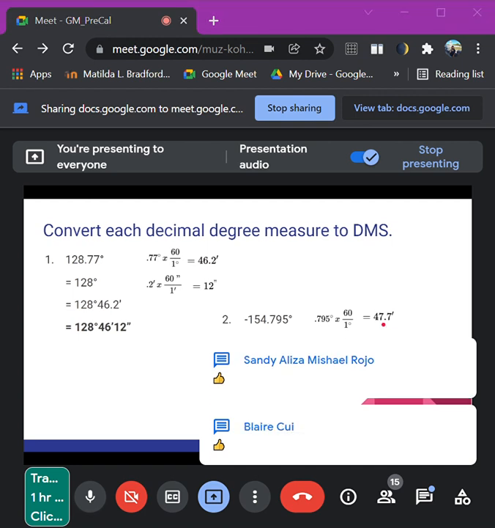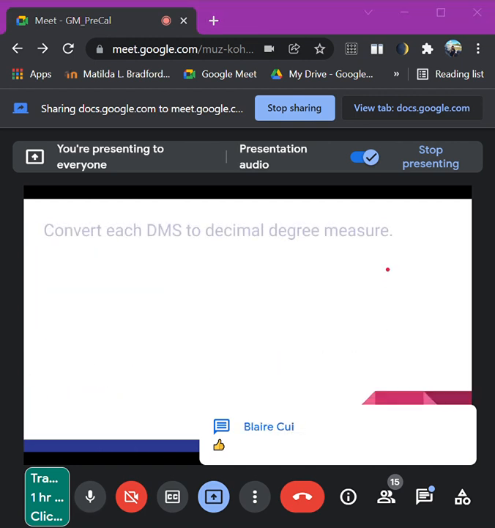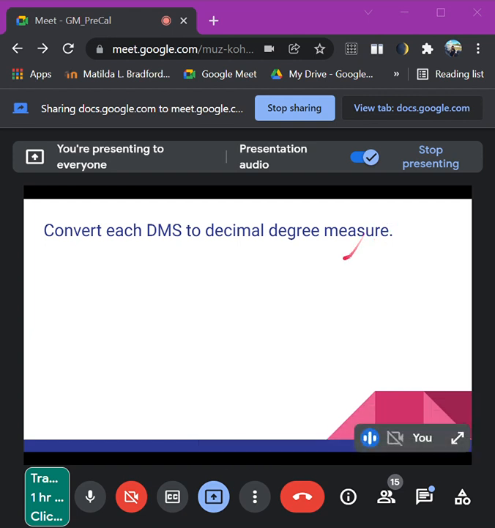Okay. Now, this time we will do the reverse. We're going to convert each DMS to decimal degree measure. Things to remember if we're going to convert each DMS to decimal degree: 1 degree is equivalent to 60 minutes, and 1 degree is also equivalent to 3,600 seconds. So take note of these two. And now, let's try to solve this one. 128 degrees, 46 minutes, 12 seconds.